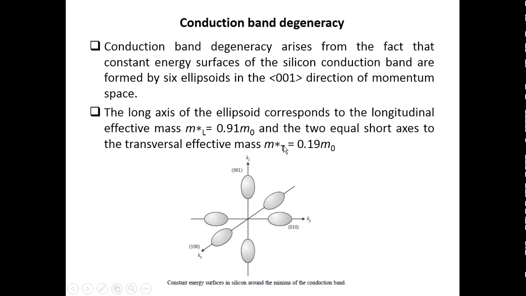This is not a very simple thing. The only thing is that for the electron motion at the surface, the conduction band degeneracy arises, and that causes a constant energy surface of the silicon conduction band, which is actually formed by 6 ellipsoids in the direction 0, 0, 1. That is this one, the z axis, the kz vector axis in the direction of momentum space, through which we can explain this particular conduction band degeneracy and the mass of electrons.